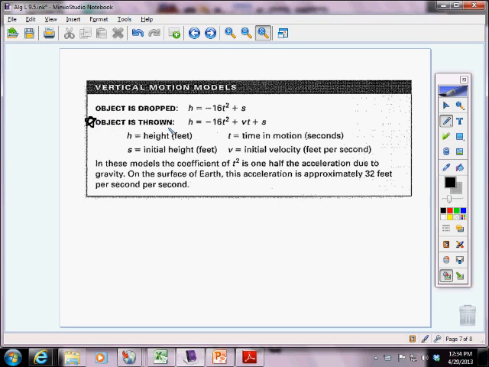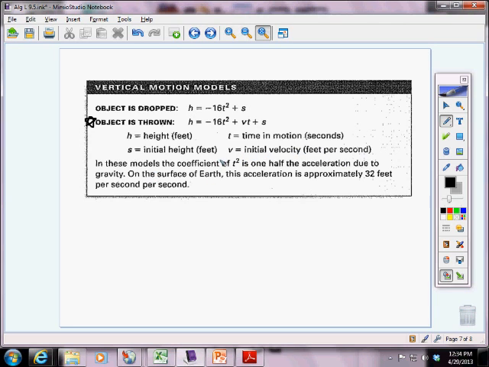When it's throwing an object, or you're jumping, or you're doing something, you're putting some velocity behind it. So that formula is h equals negative 16t squared plus vt plus s. And here's what all these variables mean. Again, h is our height in feet. Negative 16 times t squared, t is our time in motion. S still is our initial height, but v is our initial velocity in feet per second.